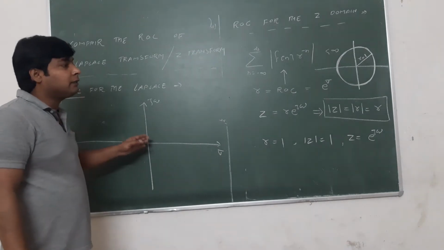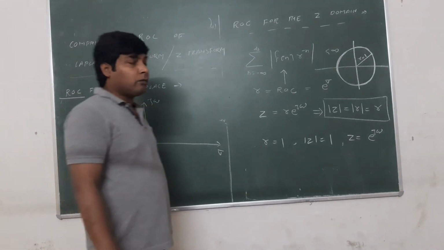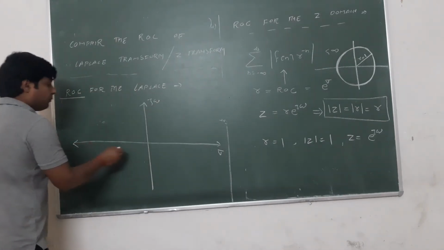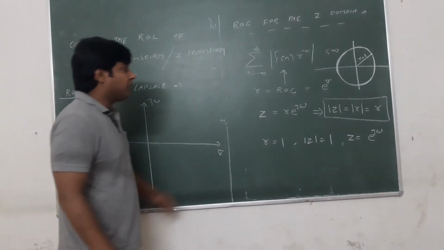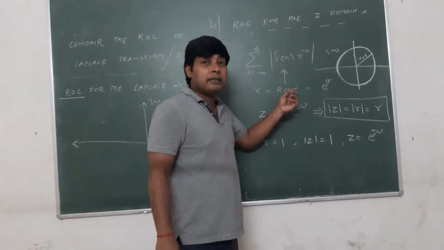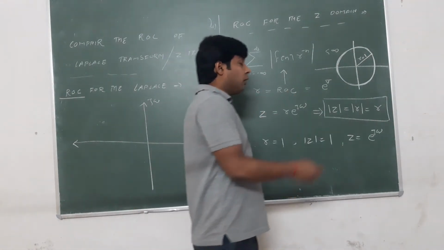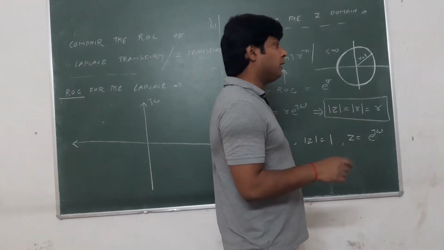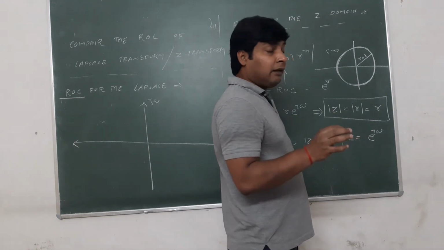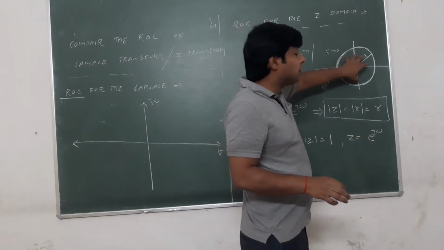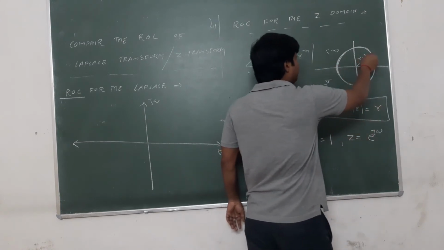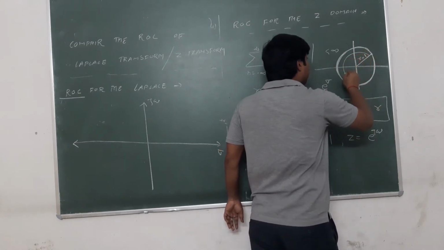If sigma is less than 0, what is the meaning of this? If sigma is less than 0, means sigma is negative, then the value of r is always less than 1. So if sigma is less than 0, then all the circles will exist inside this unit circle.